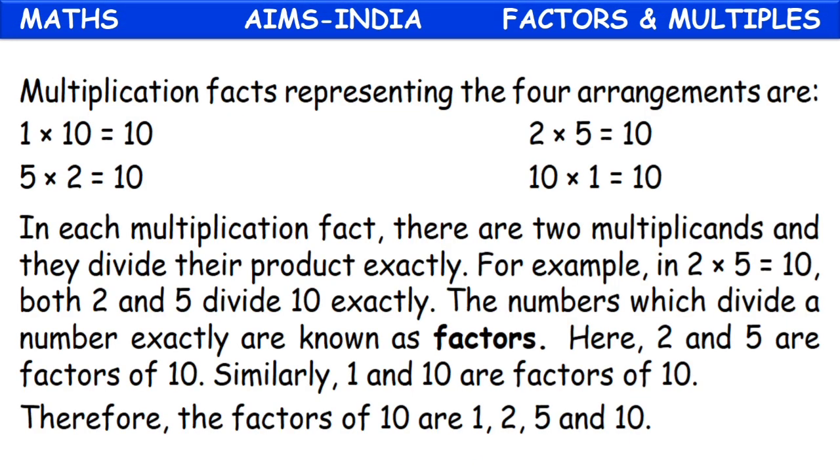So now these 4 multiplication facts represent the arrangements. 1 into 10 is equal to 10. 2 5s are 10. 5 2s are 10. And 10 ones are 10, children. Yes, see, 1 row and 10 pots in each row, and 2 rows and 5 pots in each row, 5 rows and 2 pots in each row, 10 rows and 1 pot in each row. In each multiplication fact, there are 2 multiplicands and they divide their product exactly.